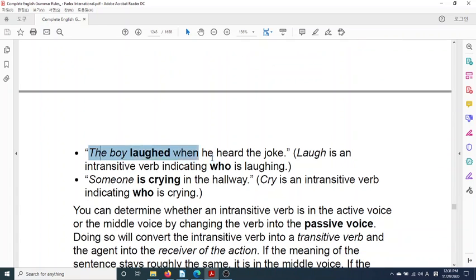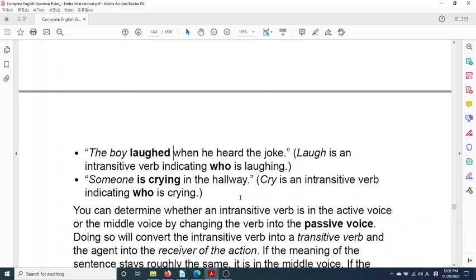The boy laughed when he heard the joke. You don't have to say the boy laughed himself. That doesn't even sound natural to say, right? Someone is crying themselves in the hallway. Again, that just sounds odd. Doesn't sound very native.